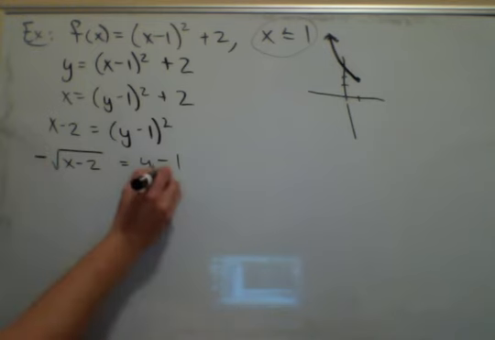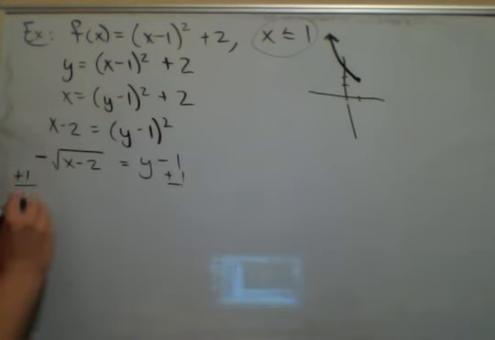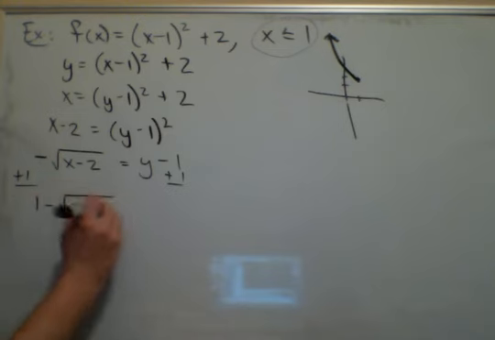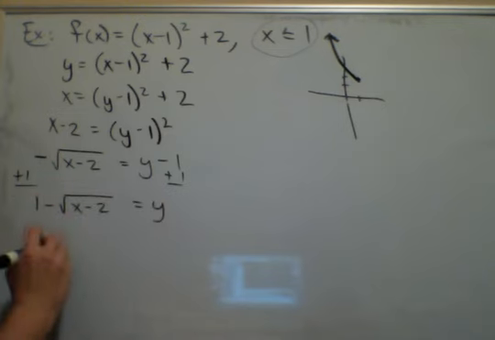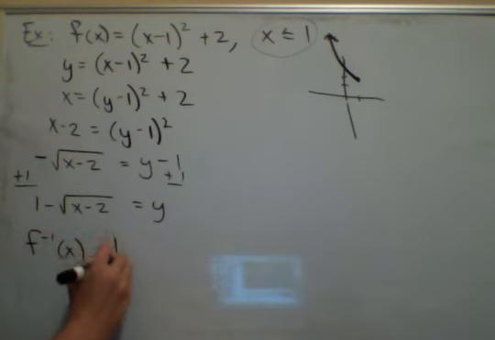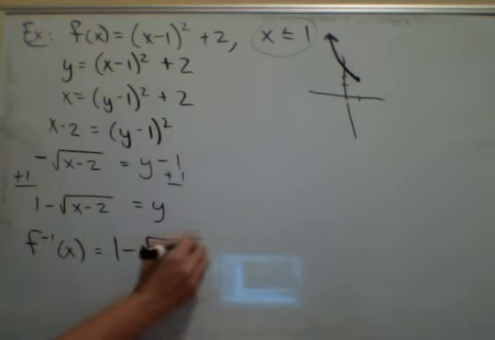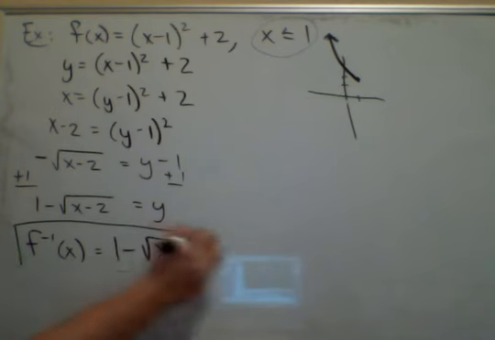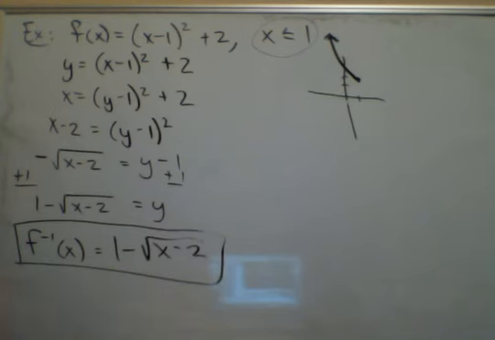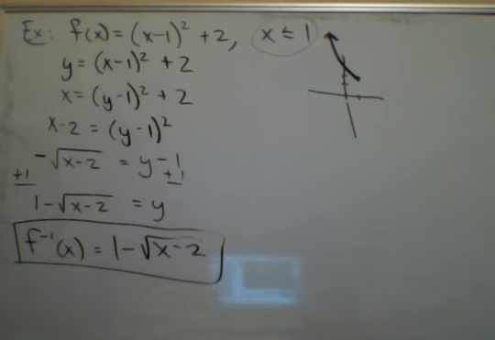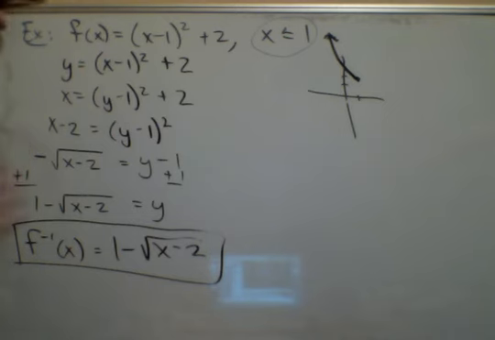We're going to add 1 to both sides to get 1 minus the square root of x minus 2 is equal to y. Or the inverse of f of x is 1 minus the square root of x minus 2. And there's our inverse function. Okay. So again, a lot of the steps are the same, except we have to be cautious about which radical or which square root we take, the positive or the negative, based on the original inequality for our domain. Okay.